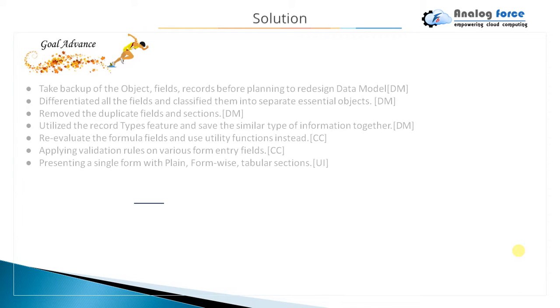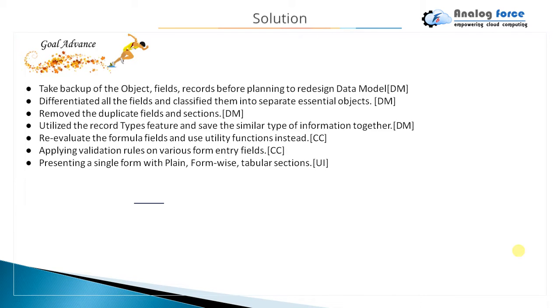Okay, so we have seen the problem. Now let me give you a step-by-step strategy of how to solve the problem of the data model, basically redesigning. The very first step you should take is to take a backup of the object fields and records before planning to redesign the data model. Now, by backup I mean two types of backup: a backup of the actual records and a backup of the entire data model.